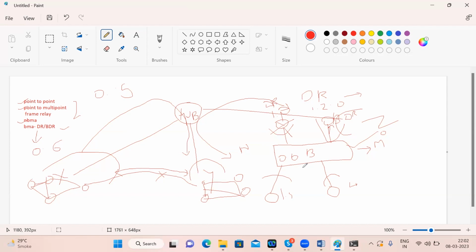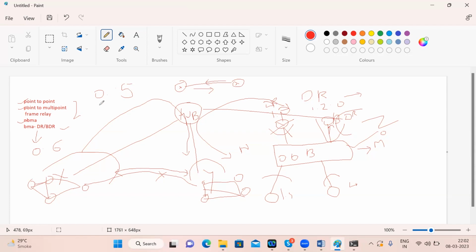Can you please explain again the 224.0.0.5? See, in a point-to-point network, the basic topology of OSPF, they will always use the address 224.0.0.5. Is it clear now?